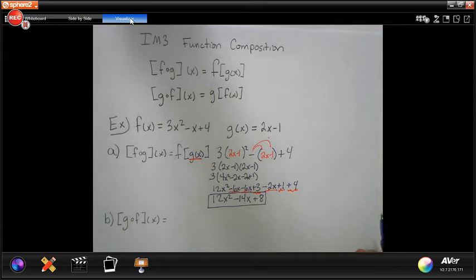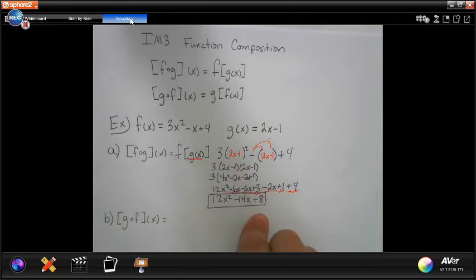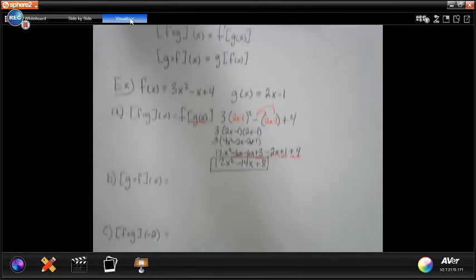would be your answer. Okay, so whatever function is first, you write it, except where x is, you put big parentheses. And in those big parentheses, you write your other function inside of it, and then you just do order of operations for simplifying. Okay.